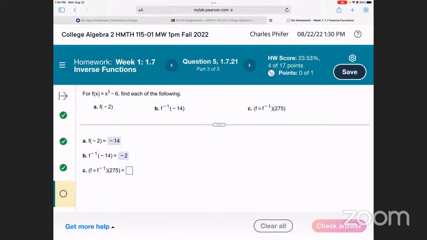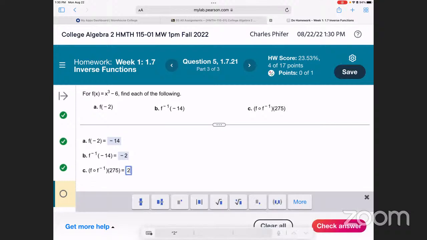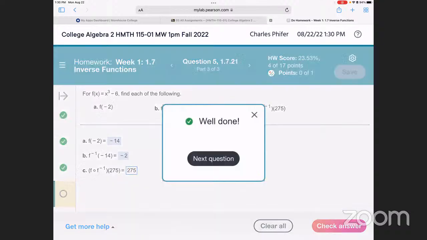And again, with part C, that open circle just means composition of functions. That means the second function inside the first. So when you say f compose f inverse, they essentially cancel each other out. That one should be 275, because if we plug 275 into the inverse, we're going to get an answer. Then when we take that answer and plug it back into the original, they undo each other. So it takes us back to where we started.